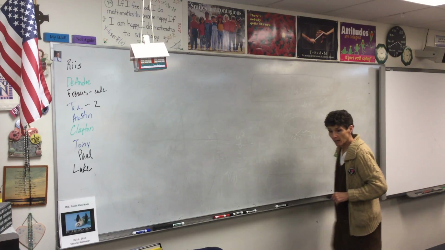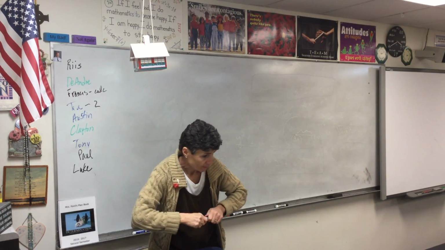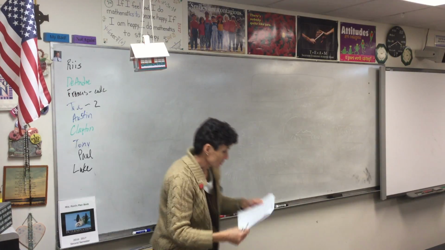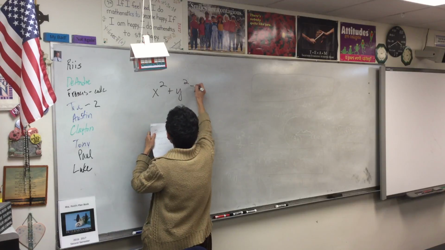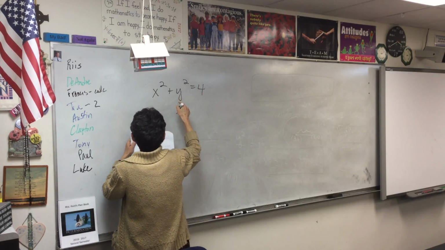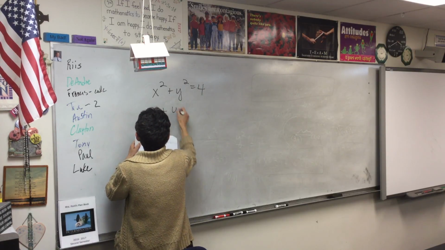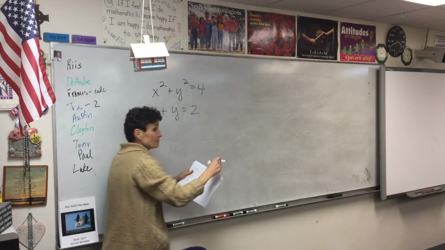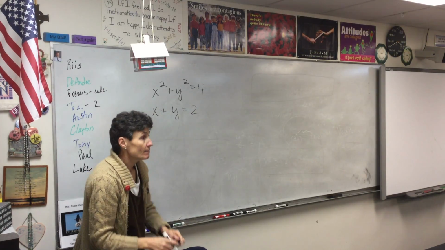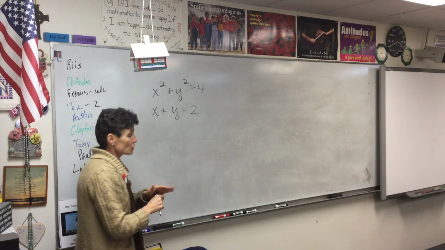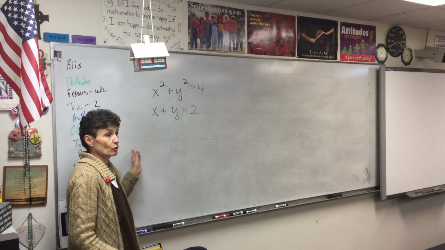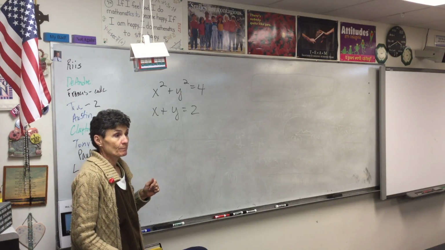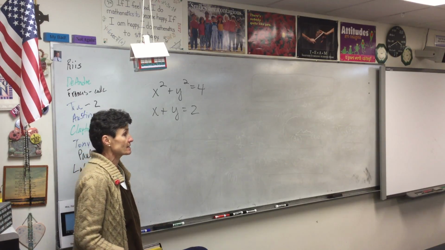Alright, so we've got a couple of conic sections. We have x squared plus y squared equals 4. What is that? A circle. And we have x plus y equals 2. What's that? A line. And our job is to find the point or points of intersection of a circle and a line. So how do we find where things intersect?